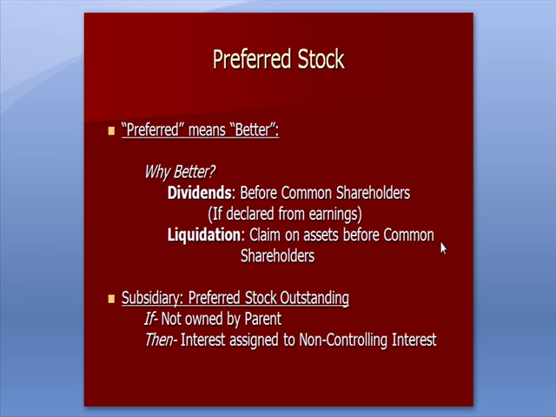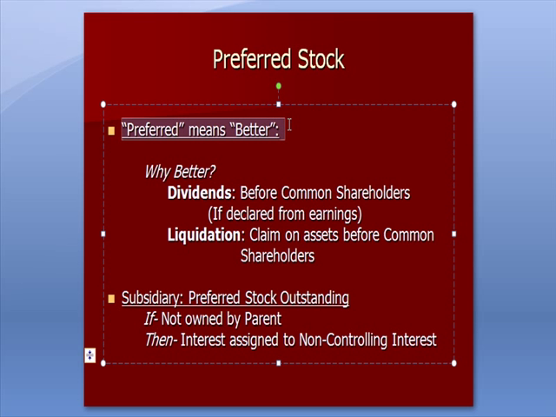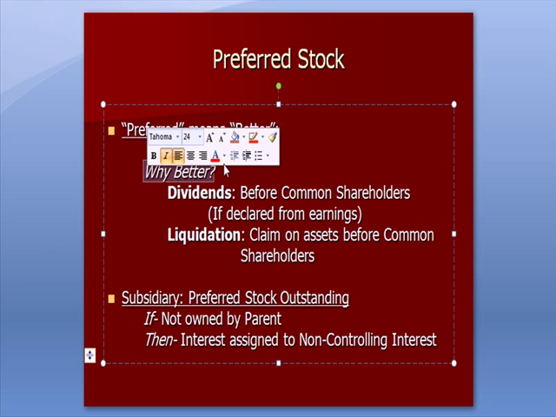On that note, let's talk about preferred stock, and we're talking about it in the context of a parent or a subsidiary buying and selling preferred stock between themselves. Well, if you go back to Intermediate 16, we have a definition of preferred stock, and the phrase preferred in common language means better. So why is it better? Why is preferred stock better than common stock in this case?